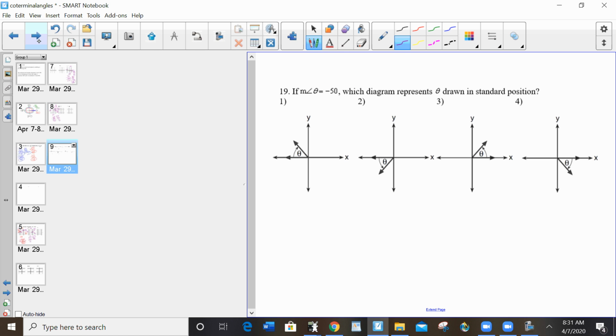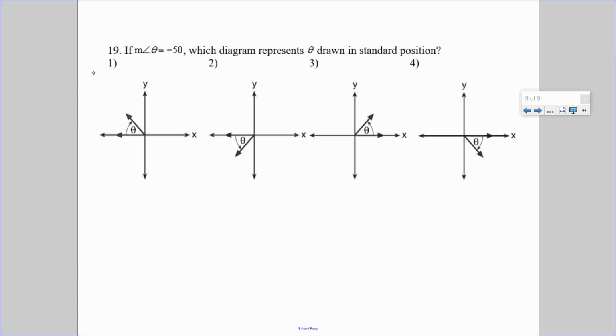Let's take a look at this example here. This was a Regents question. I'll give you about a minute or so to try it on your own. Again, remember, in order to sketch the angle on the grid, the angle needs to be between 0 and 360. I'll give you about 45 seconds.